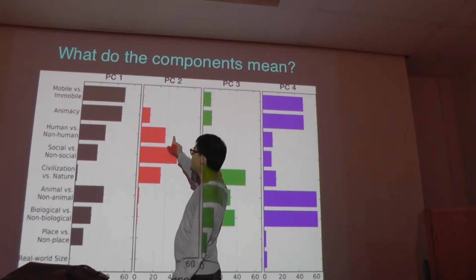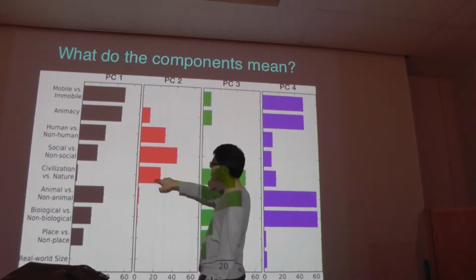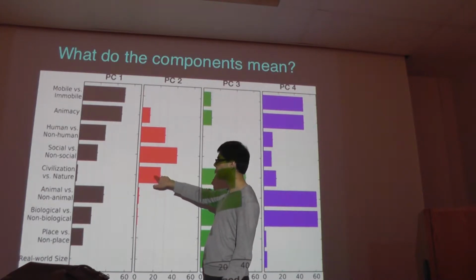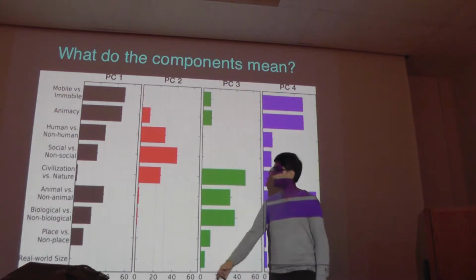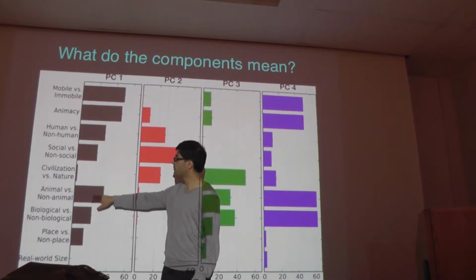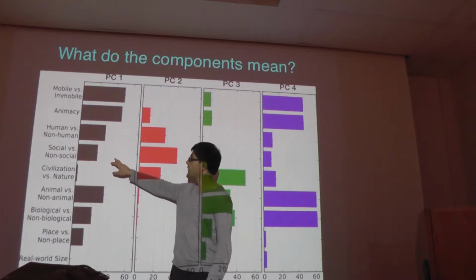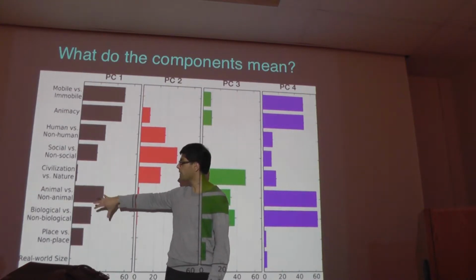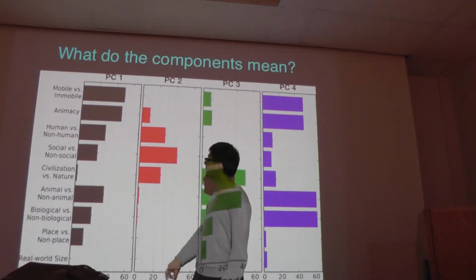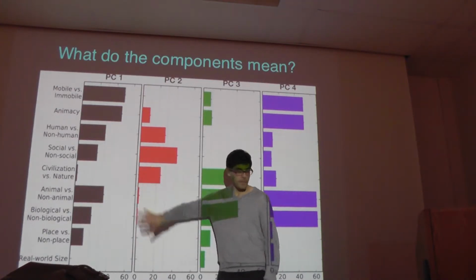Human versus non-human, social versus non-social, civilization versus nature. I'm not exactly sure how they define that, probably man-made objects versus, okay? So now this is something you would expect. This is very similar in terms of the way meaning is represented in monkey brains and human brains. Meaning, including non-linguistic meaning, just how concepts are grouped together. This one seems very human. Okay?